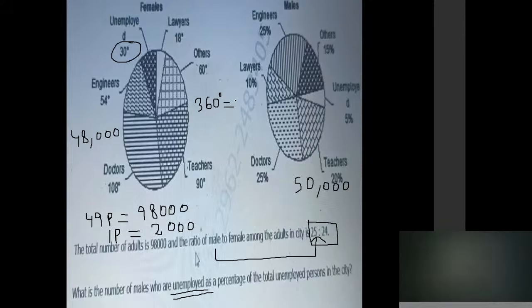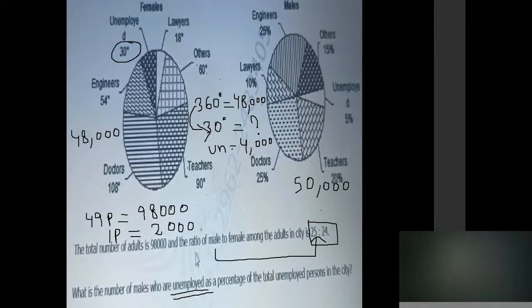Next, 360 degrees is equal to 48,000. We should find the total number of unemployed, which means unemployed females plus males. 360 degrees equal to 48,000. 30 degrees is equal to what? This gives us 360 by 12, which is 30. Similarly, 48,000 divided by 12 gives us 4,000. So total 4,000 females are unemployed.